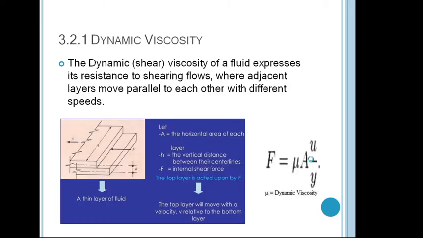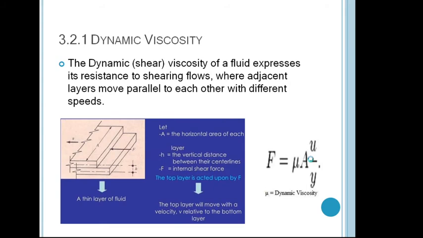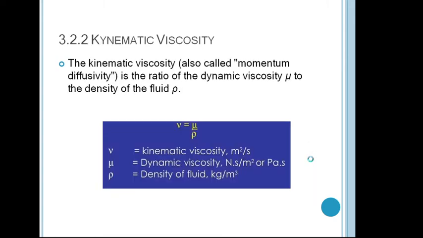Out of these two viscosities, dynamic and kinematic, the dynamic viscosity is generally called viscosity. That's it. Please note down that point. The units of dynamic viscosity are Newton second per meter square, whereas the units of kinematic viscosity are meter square per second.